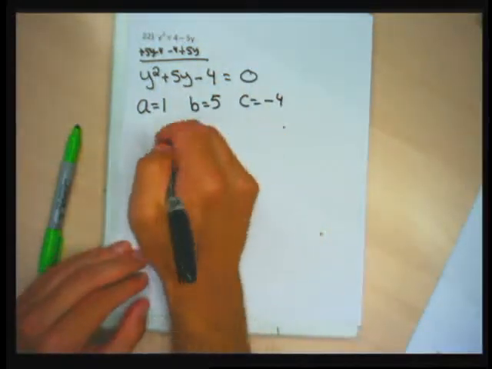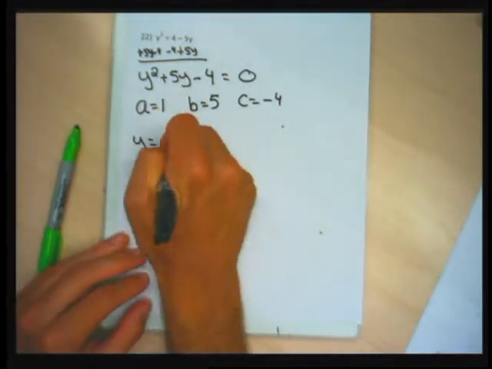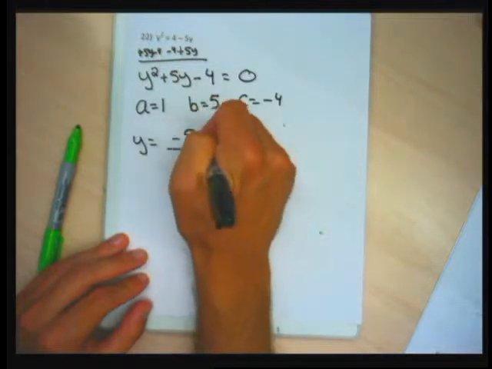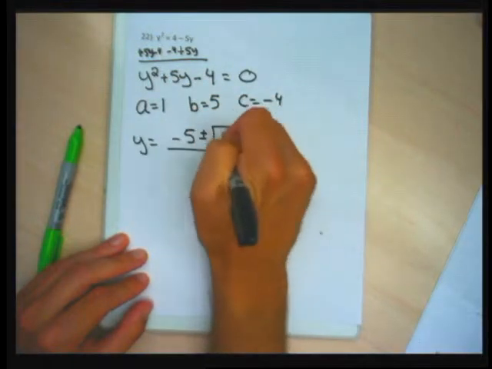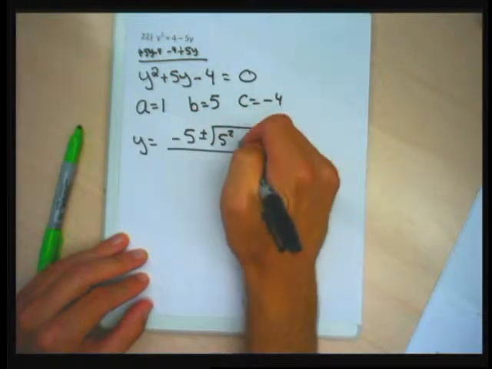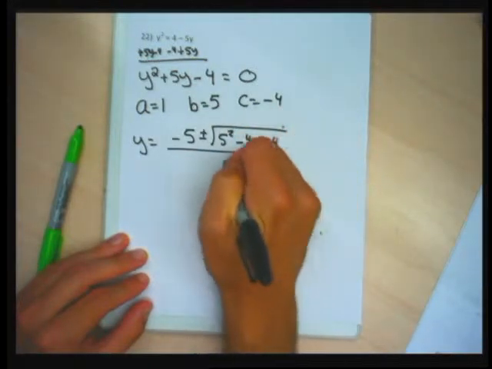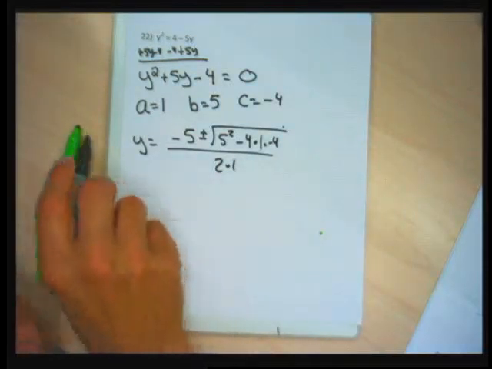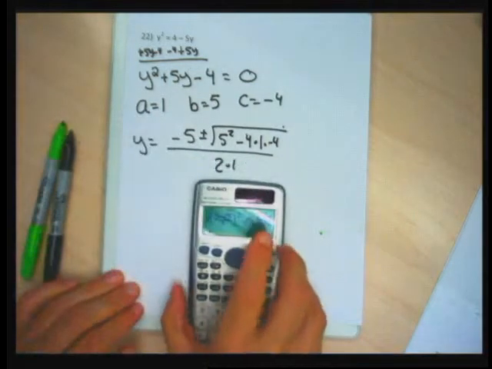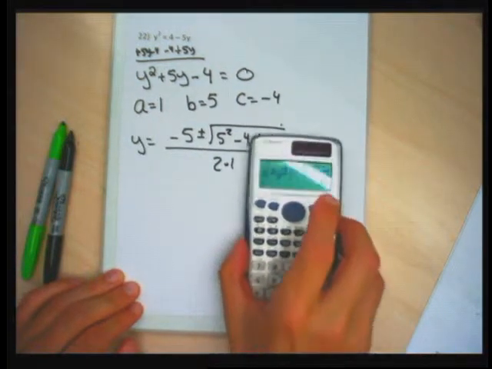I'm going to go negative b, so y equals negative b, which is negative 5, plus or minus the square root of b squared, which is 5 squared, minus 4ac, which is 4 times 1 times negative 4, over 2 times 1.